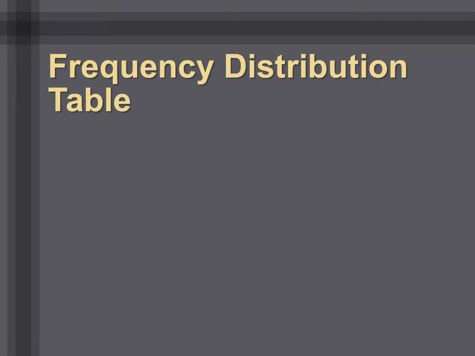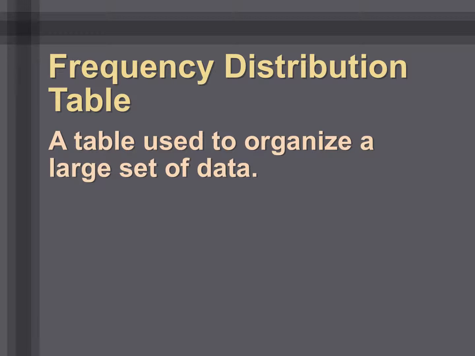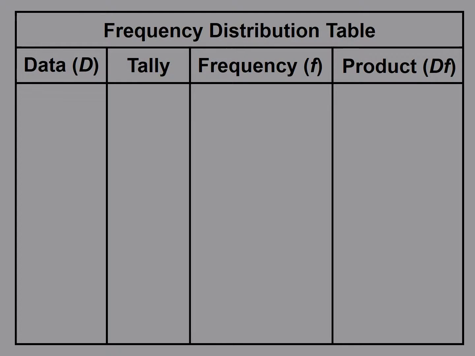So let's talk about what a frequency distribution table is. It's a table that organizes a large set of data. This is a blank copy of a frequency distribution table. That first column is the data column, and that's going to contain the data arranged in numerical order with no repeats. So you only write the data once, and the reason is that then you're going to tally it. That's the next column. The tally is like tally marks: how many times did that data repeat itself? If it's just 1, you have 1 tally mark. If it appeared twice, you have 2 tally marks, and so on.